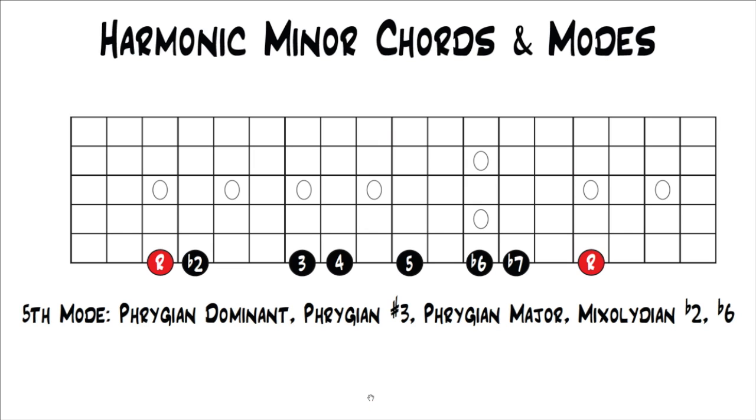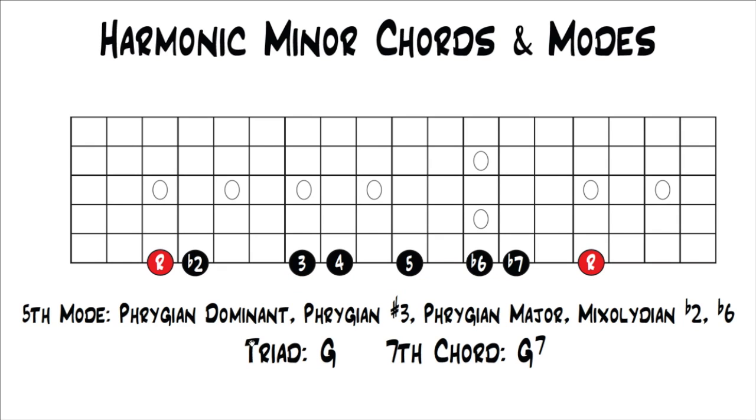So I'm sure if you think about it, if you were to take the Phrygian and sharp the 3, you would get this scale. Or if you took Mixolydian and flatted the 2 and flatted the 6, you would get this scale as well. So it's like a Phrygian scale, except that it has a major third instead of a minor third. And it creates a really unique sound.